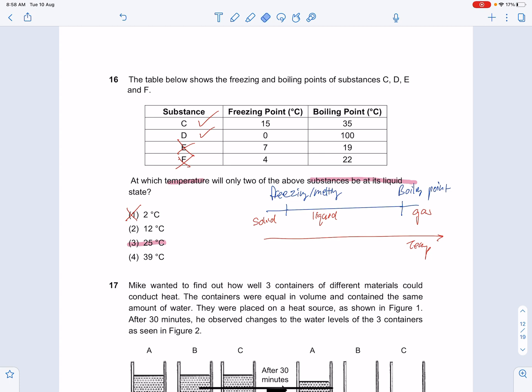Sorry, can I just re-explain for E again? So for E, as I was saying, because E's freezing point is at 7 degrees, 25 degrees is above 7, which is over here. So therefore, it is a liquid. Okay? And at the same time, because 25 degrees is also above the boiling point, it's going to be a gas. So therefore, E will also not be a liquid at 25 degrees. It is going to be a gas. So in this case, all right, the answer is C and D, which is actually 2 of the substances that are going to be liquid. So the answer is 3.